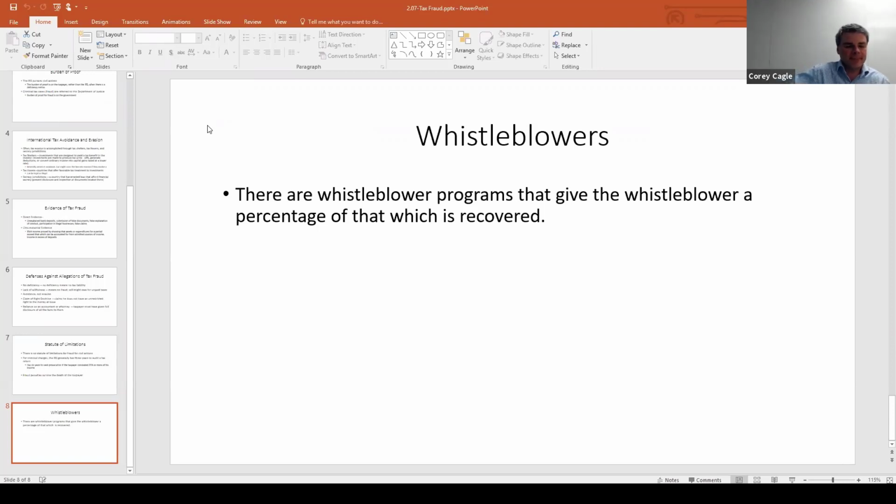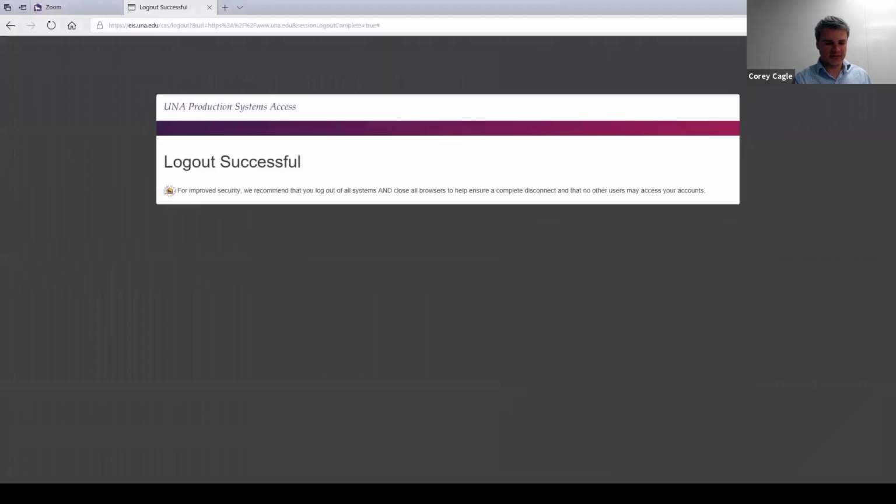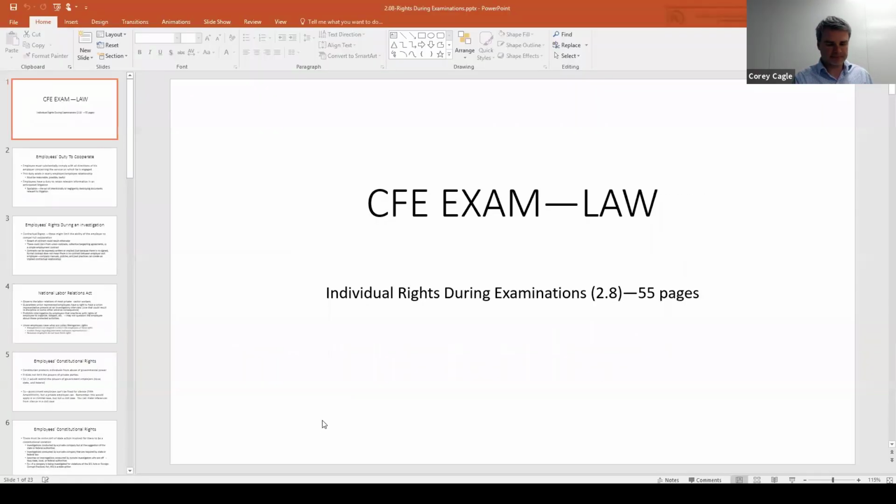So, can't see that as a test question, but it's interesting. All right, so that's it. We narrowed tax evasion down to all of that. This was a little longer.